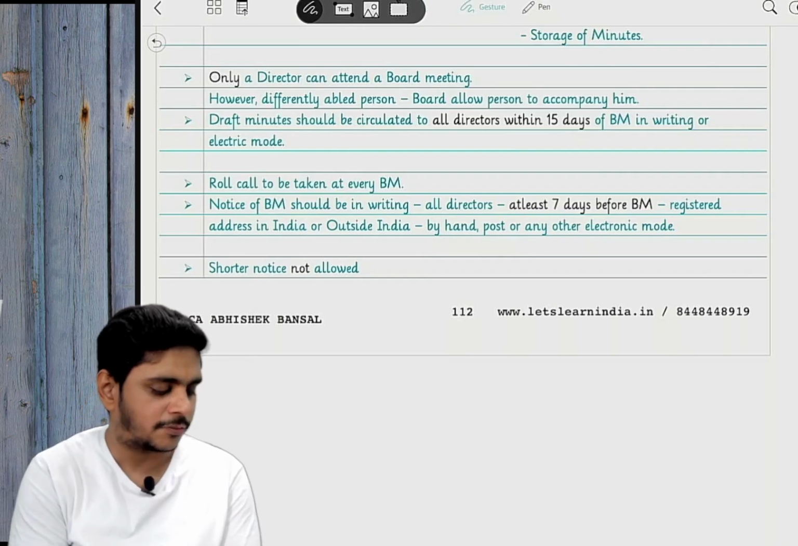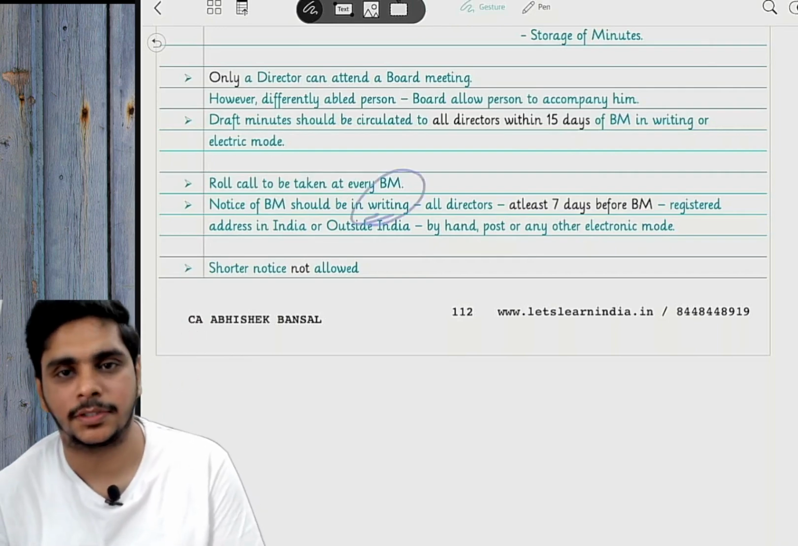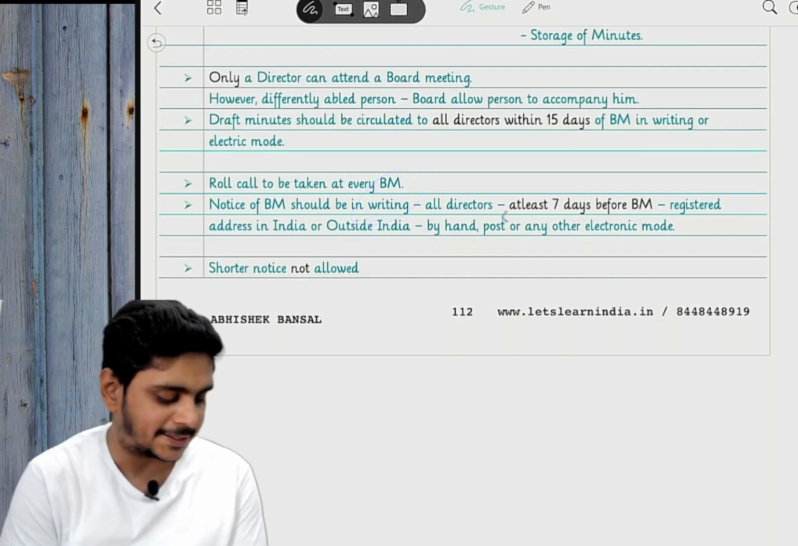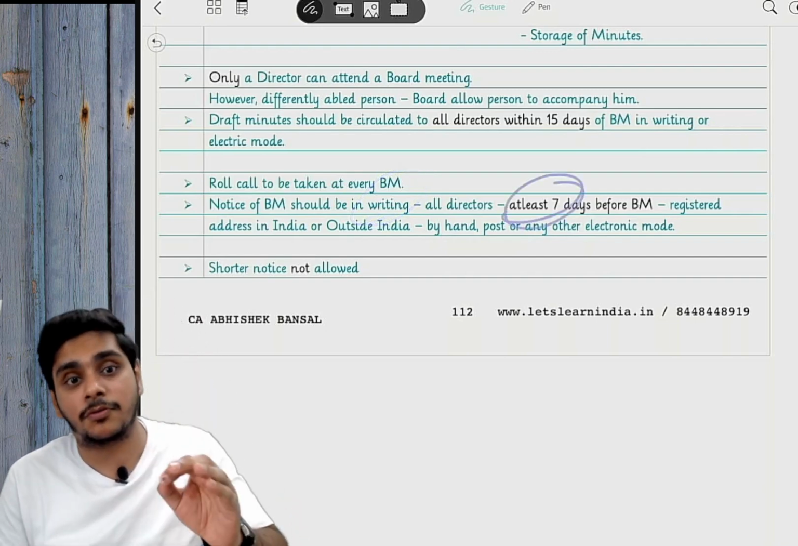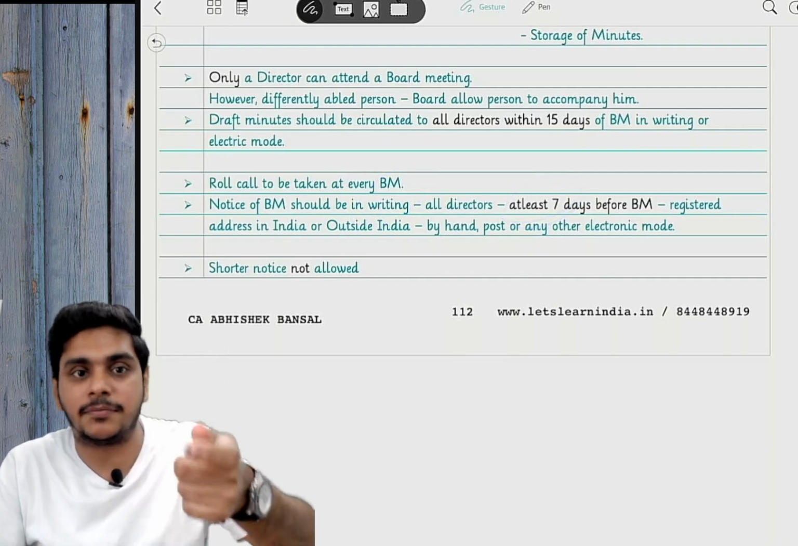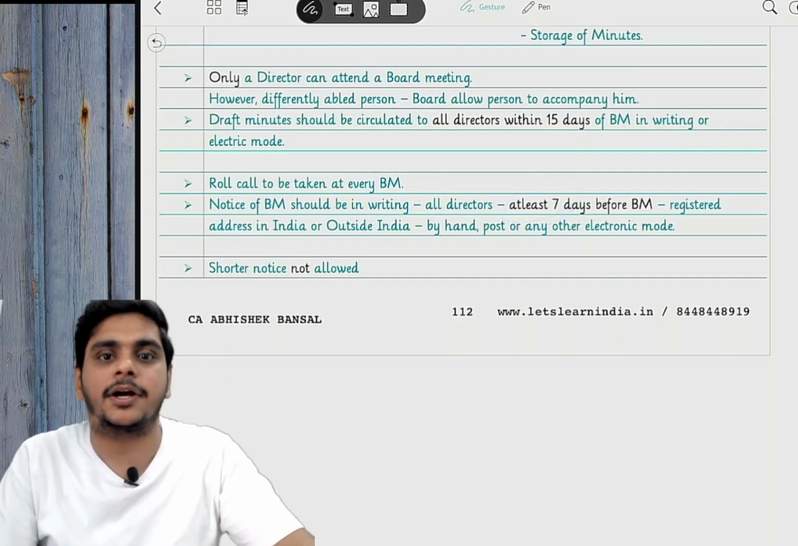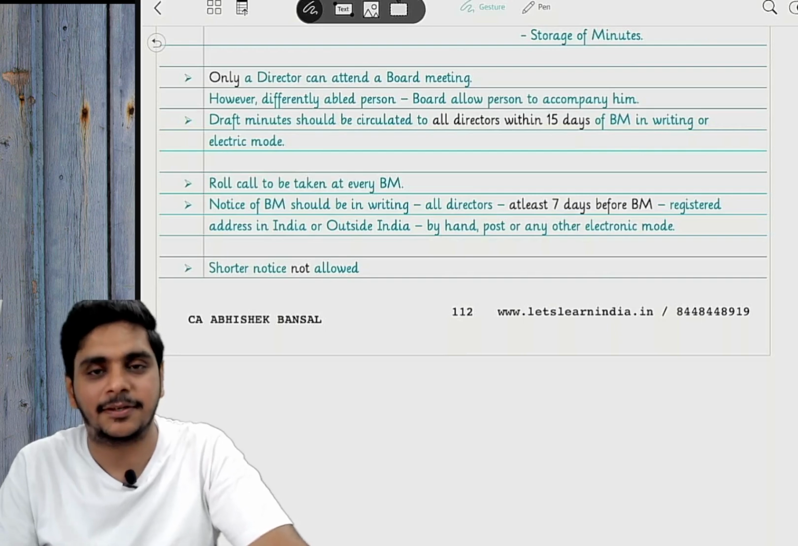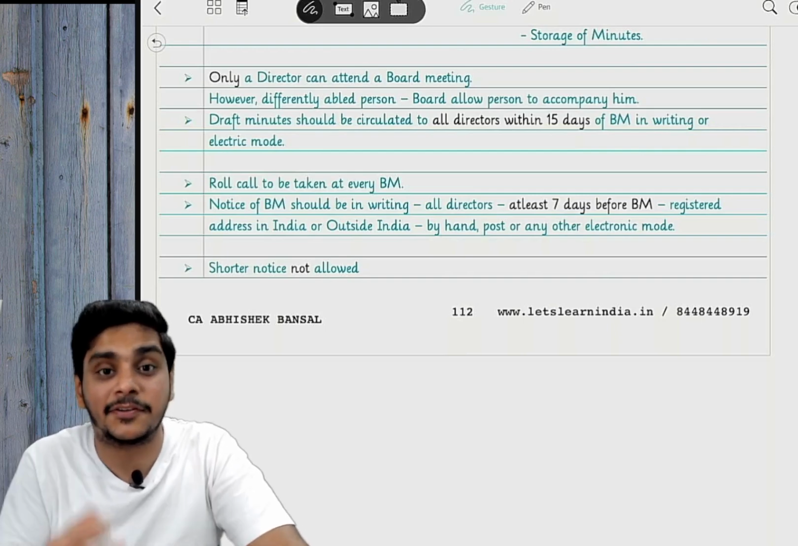Notice of a board meeting should be given in writing to all the directors. How many days before? At least 7 days before the board meeting. If there is a meeting, you cannot just call a director and say, come now, there's a meeting. You have to give them notice.